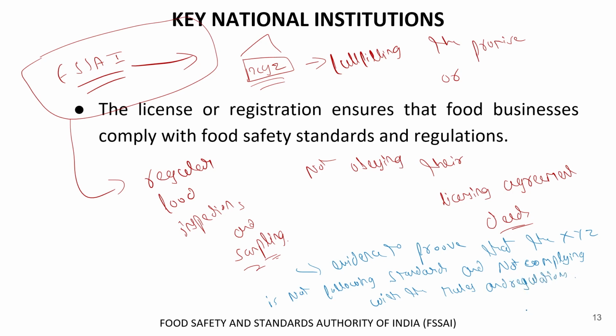And regulations. Okay, and suppose in the condition the FSSAI revokes the license, then it will be on valid grounds, because the FSSAI will have sufficient evidence to justify their steps. Okay, that's why regular food inspections are conducted.